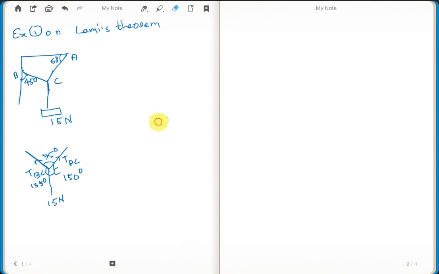So now we can apply Lami's theorem. Next we go for the application of Lami's theorem. How to apply Lami's theorem here? Lami's theorem states that the force is directly proportional to the sine of the angle between the other two forces. So we can write it as, first we start with TAC.